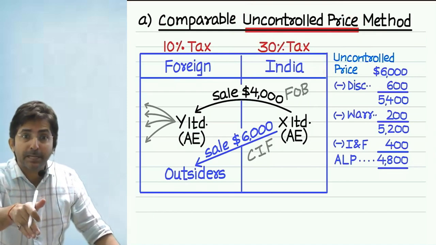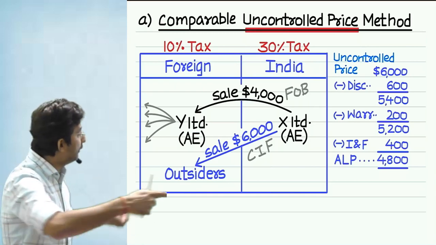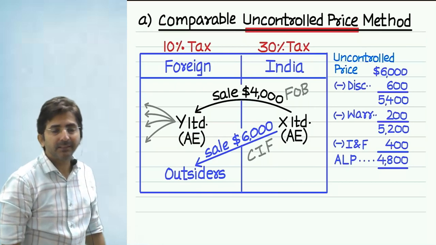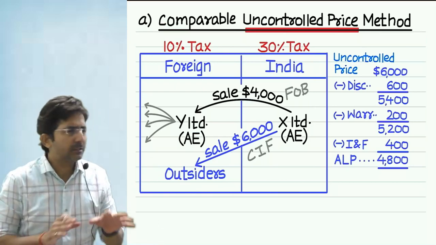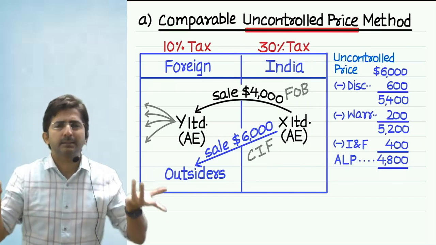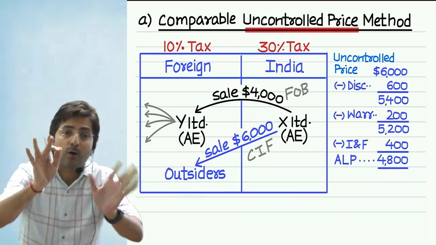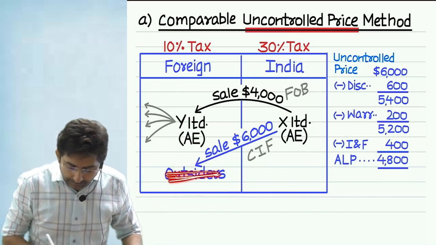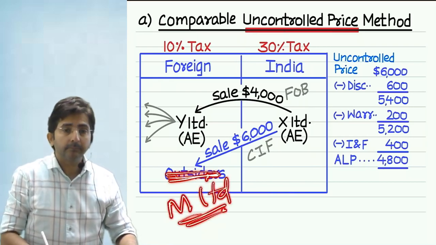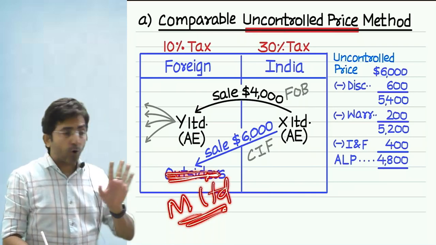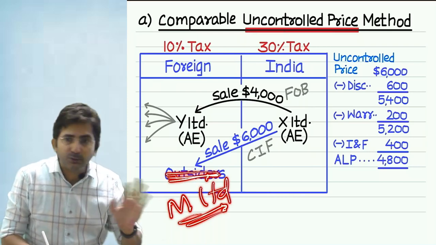But in the exam many times it is difficult to identify what is the uncontrolled, because they will not make a drawing like me. And see, in my example, what are the simple things? Firstly, a drawing with which you can visualize. Secondly, I am using the word outsiders. In exam, they don't write outsiders. You know what they will write? They will name some company, say M Limited. Still in my drawing, it is simple for you. But in exam, you will get confused about who is X, who is Y, who is M.